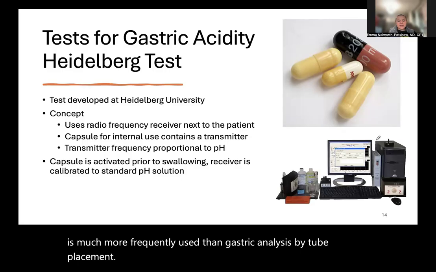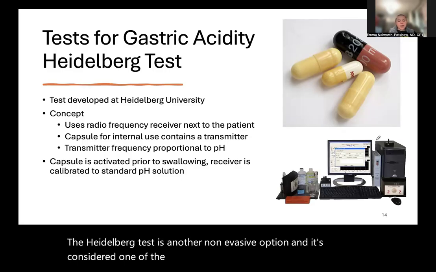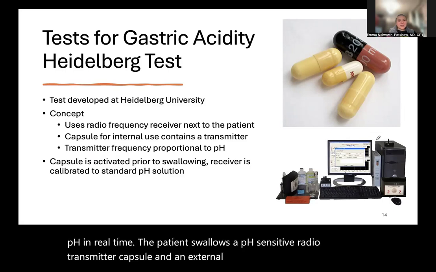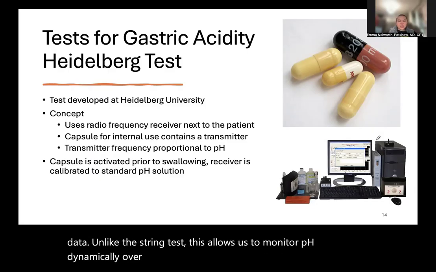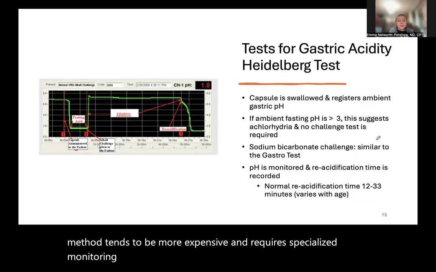The Heidelberg test is another non-invasive option, and it's considered one of the most accurate methods for assessing gastric pH in real time. The patient swallows a pH-sensitive radio transmitter capsule, and an external receiver records continuous pH data. Unlike the string test, this allows us to monitor pH dynamically over time and during challenges. However, this method tends to be more expensive and requires specialized monitoring equipment.